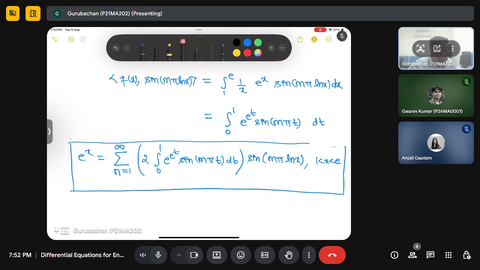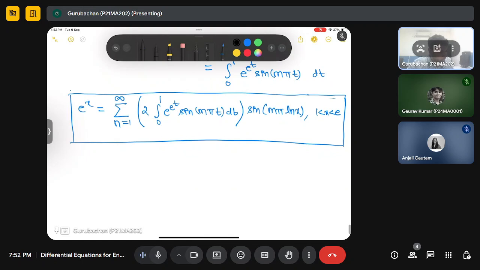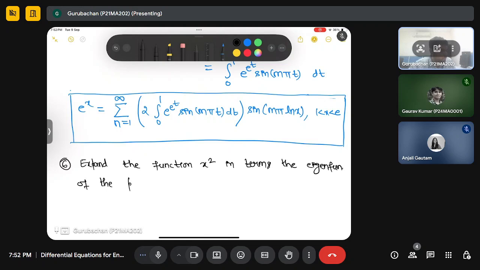Okay, so a similar question is question number 6. Expand the function x square in terms of the eigenfunctions of problem 4.